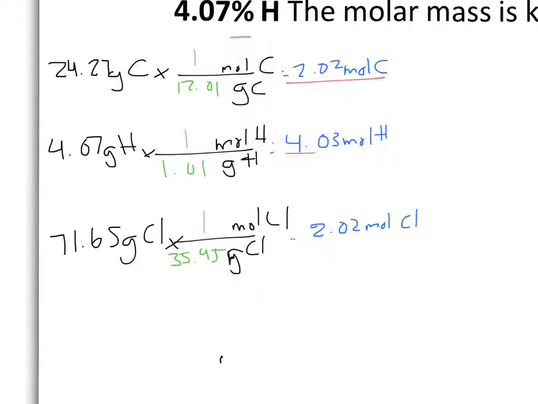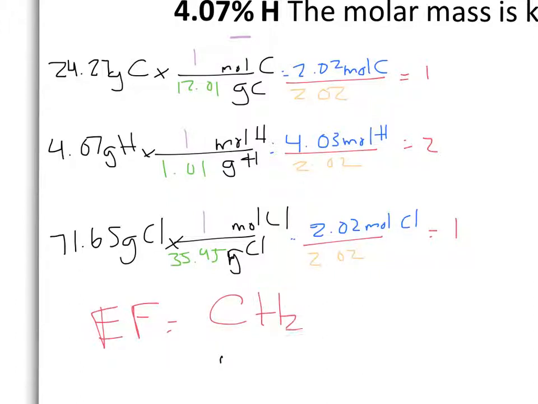Well, 2 of them are the same, and so we're going to divide them by the smallest number, which is 2.02, 2.02, and 2.02. And so it should be obvious to you what this should come out to be, which is 1, 2, and 1. And so our empirical formula, which is our most reduced version, is CH2Cl. And if you recognize, we know that this cannot be reduced in any shape, form, or fashion, okay? And so this is going to be our empirical formula.